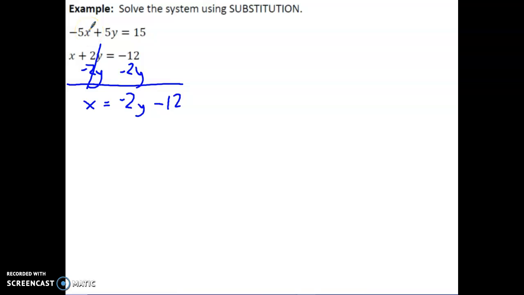Notice that it's very important that I substitute into the other equation. If I substitute back into this one, I'm not going to be able to solve anything. I have to substitute into the other equation. So let's put -2y minus 12 in place of that x. Okay, so to solve this, I need to distribute my -5.